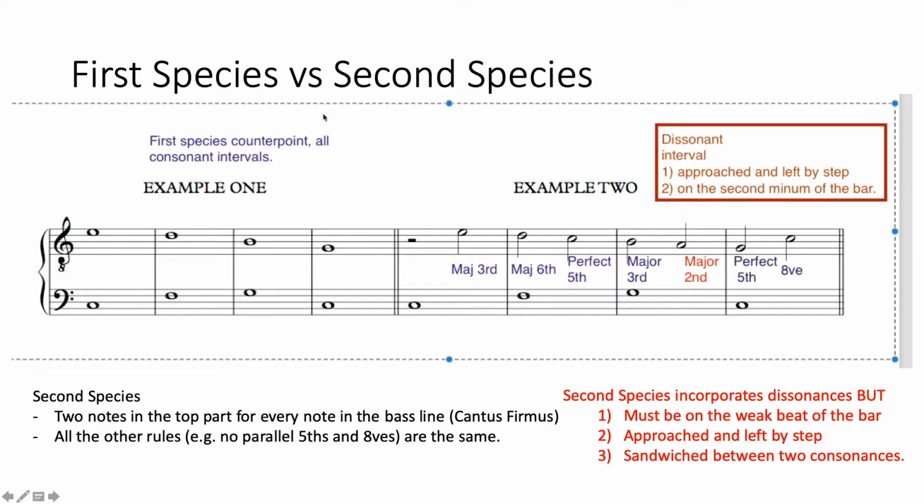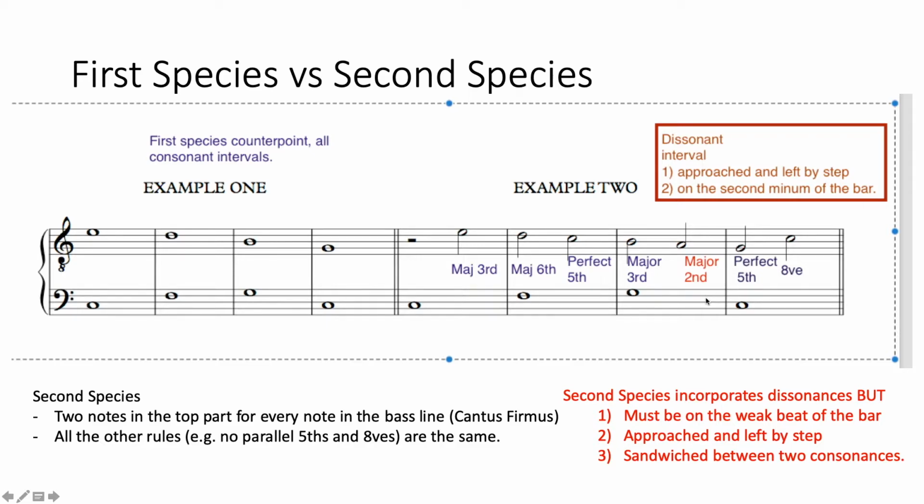If we compare an example of first species counterpoint here to an example of second species counterpoint, we can start to see some key differences between first and second species. So in second species, we've got two notes in the top part, or two notes in the written part, against the cantus firmus, against the bottom part in this case. And now we've got dissonant intervals being incorporated. So we can see that there's this major second here on the second beat of this bar.